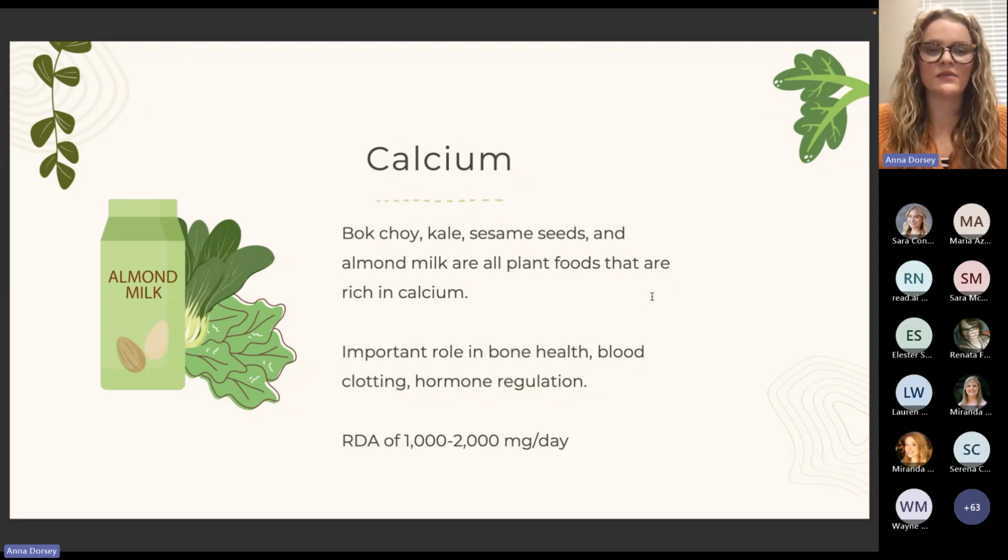Some good sources of calcium are going to be things like bok choy and kale, sesame seeds. Almond milk is a great source of calcium, and all of those are plant-forward foods as well. And the recommended dietary allowance for calcium is going to be 1,000 to 2,000 milligrams per day, so that's just a good number to keep in mind as you evaluate your calcium intake.